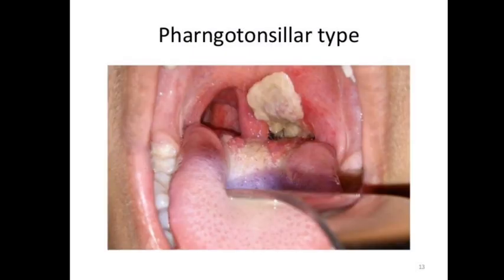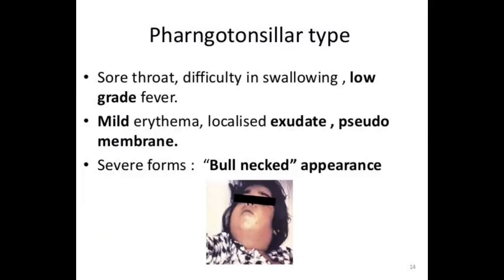This image shows the pharyngotonsillar type. The features of it are sore throat, difficulty in swallowing, low grade fever, mild erythema, localized exudate, pseudomembrane, and the severe form of it is bull-necked appearance, as you can see in the image below.